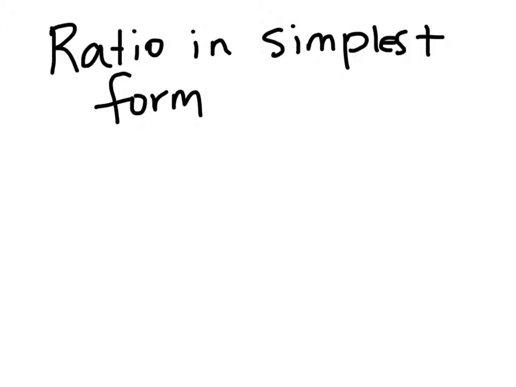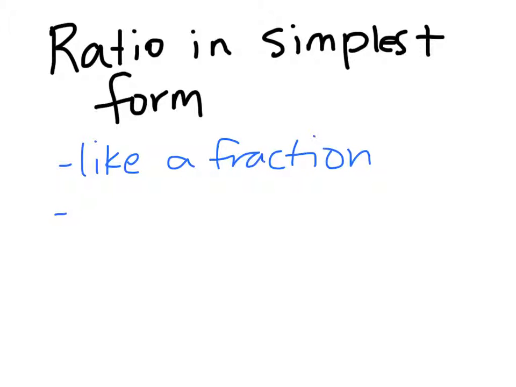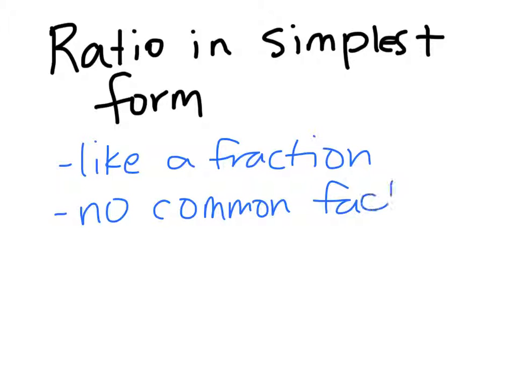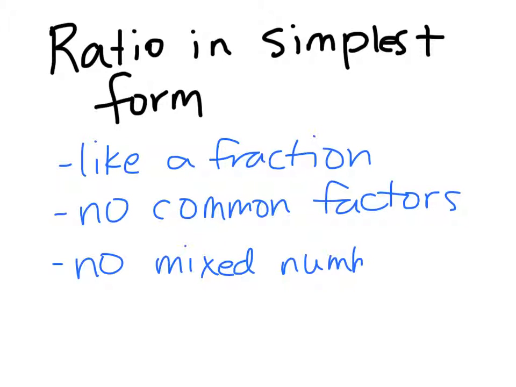Okay? When we talk about writing a ratio in its simplest form, it's like a fraction. So the two numbers cannot have any common factors. When we look at those two, we want to ask, is there anything that can divide into both of them? We do not write it as a mixed number. It can be an improper fraction, no decimals. It's just a fraction that we simplify as small as we can get for the numbers.